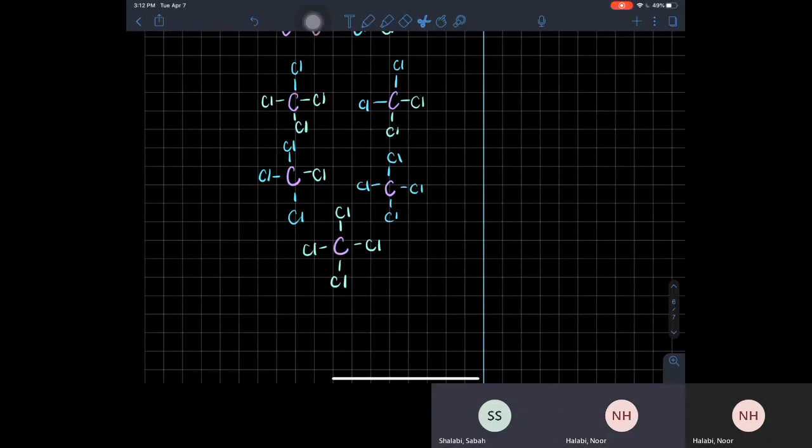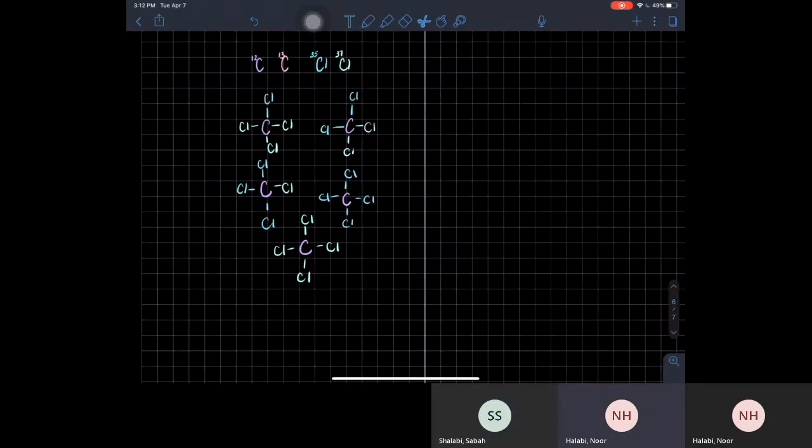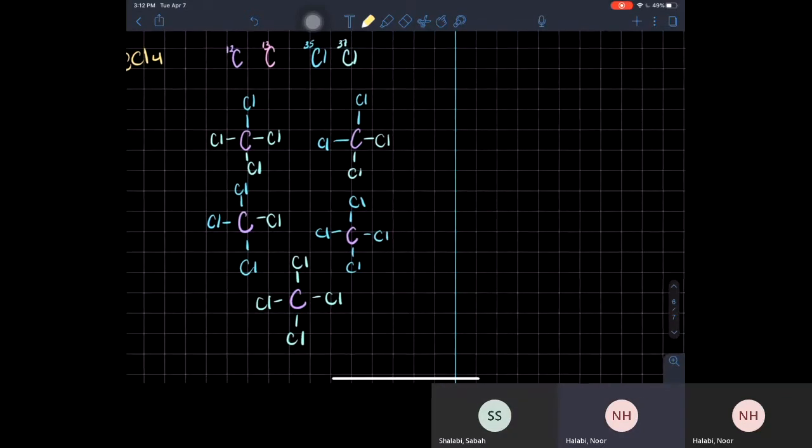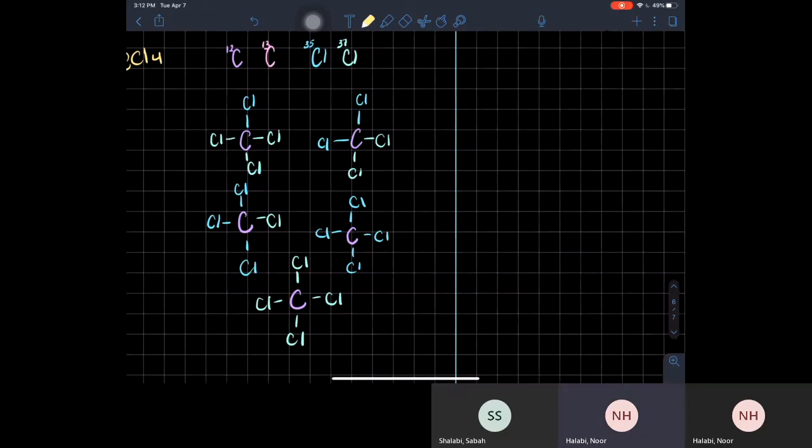Okay, so we drew the five isotopes of CCl4. Wait, actually, let me do it in a different color. It's CCl4 with carbon 12, where the purple ones are carbon 12. The blue chlorines are chlorine 35, and the green ones are chlorine 37.